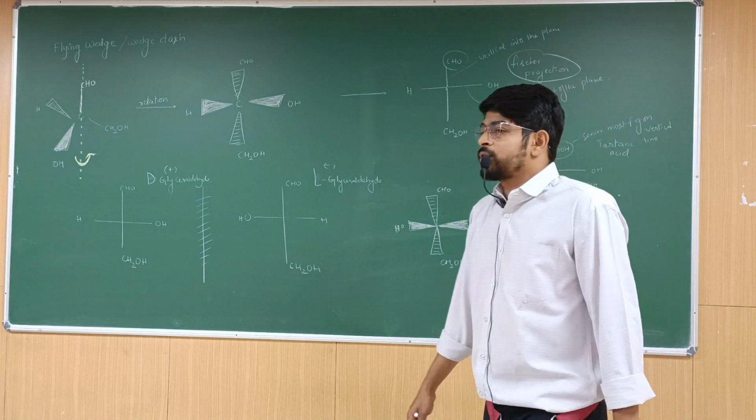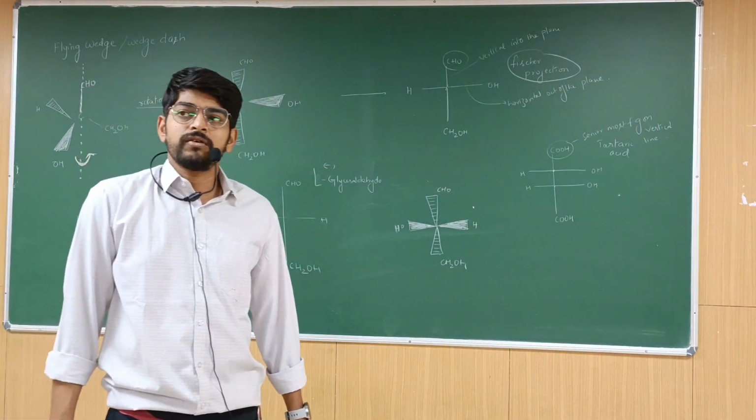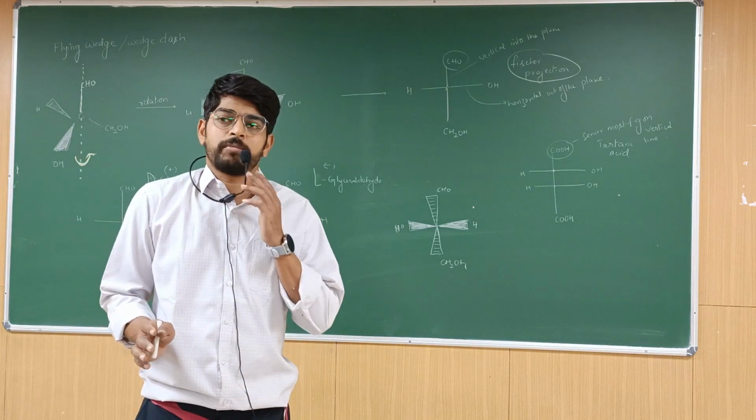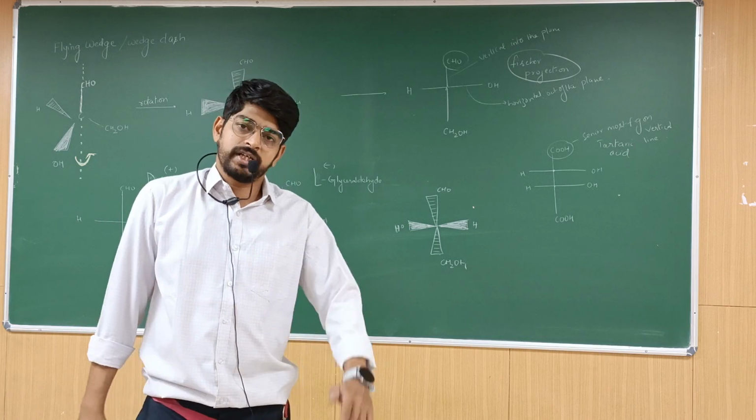Next, we also have one more representation as D and L. Initially, when they found that certain compounds are optically active, they had to classify one as a positive isomer, one as a negative isomer.